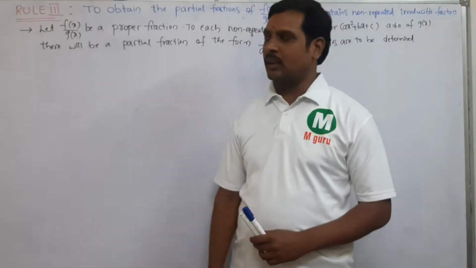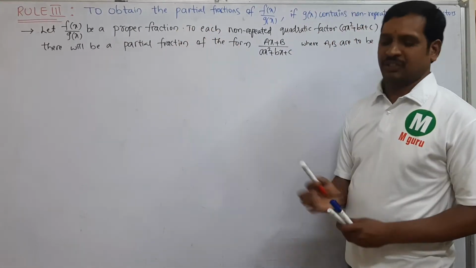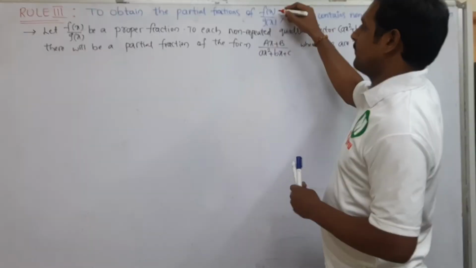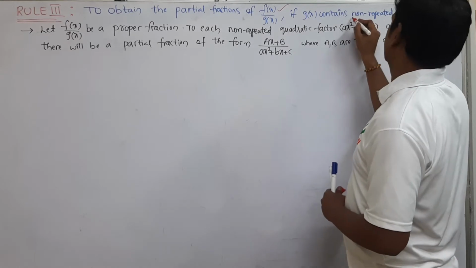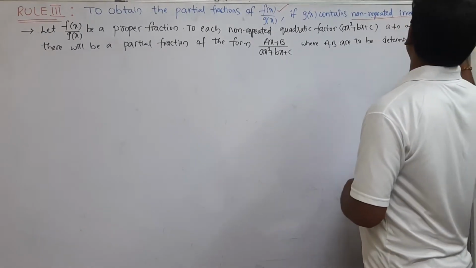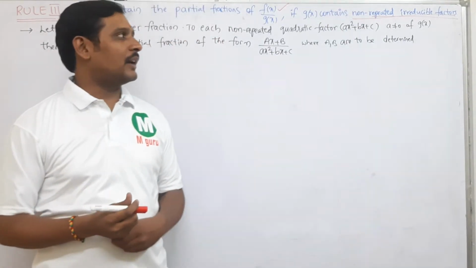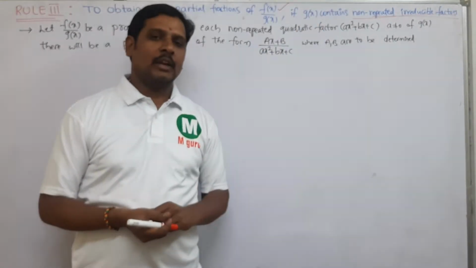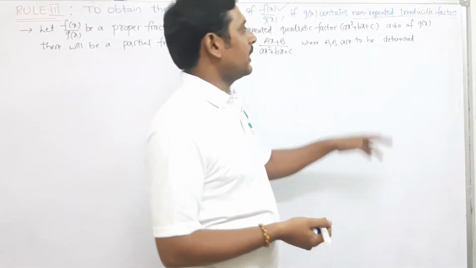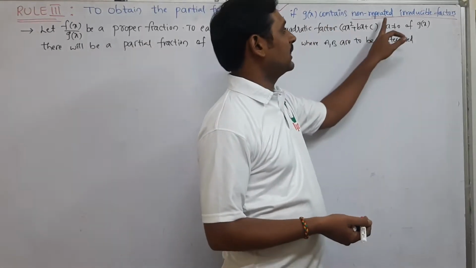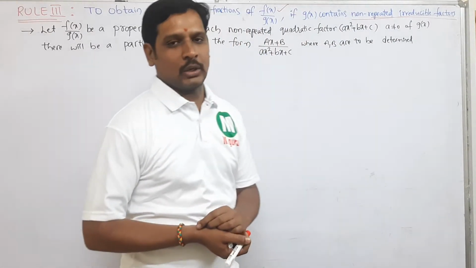Rule 3 is to obtain the partial fractions of f of x by g of x if g of x contains non-repeated irreducible factors. In rule number 1, we have seen some problems belonging to reducible factors. Here, purely g of x is a non-repeated irreducible factor. In such a case, what to do?